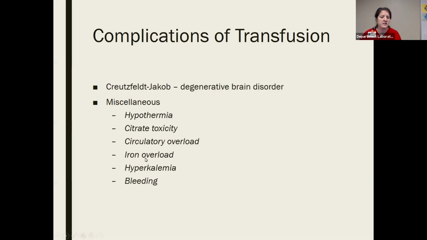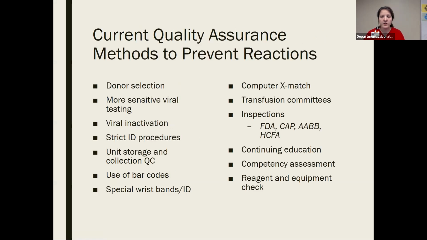And then we talked about some other side effects: hypothermia, citrate toxicity, circulatory overload, which is TACO, iron overload, hyperkalemia, and also bleeding, okay? There are actually a lot of quality assurance methods in order to prevent these reactions, like I've already mentioned. Number one, that donor questionnaire. So donor selection, not only the questionnaire, but the physical examination of the donor as well.